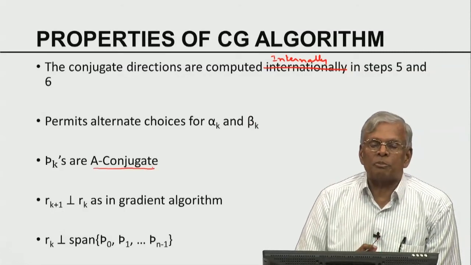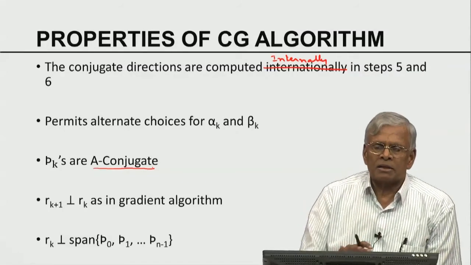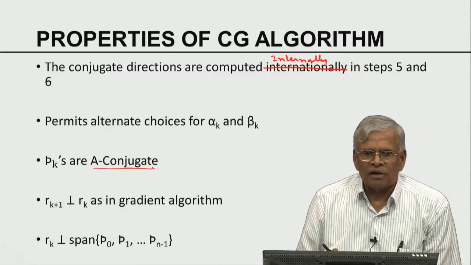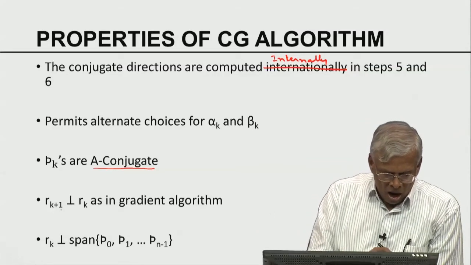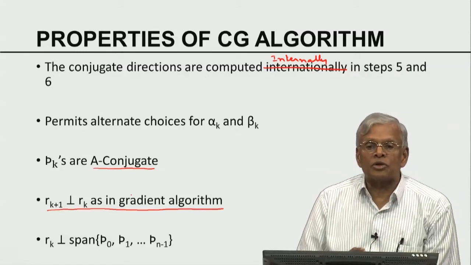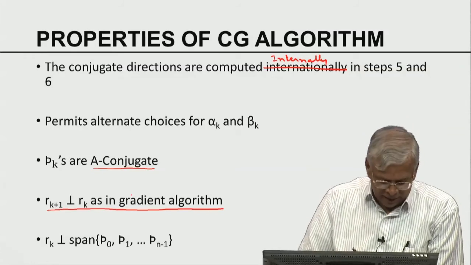I am not going to indulge into the proof of that. That will take a little bit longer time. But the proof that the p k's so generated are conjugate is contained in several sources. R k plus 1 is perpendicular to R k as it happens in the gradient algorithm. So the residuals preserve the same property as in the gradient algorithm.